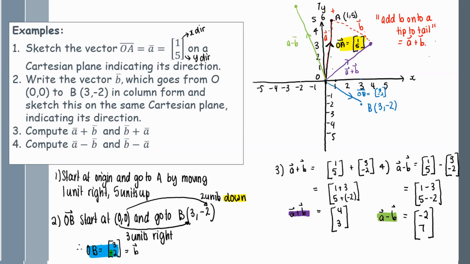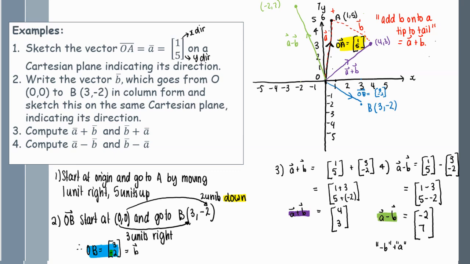Let's look at the vector A minus B. So we put that in, that is minus 2, 7. So 2 units to the left and 7 units up. Again, it will end up at the point minus 2, 7. What is the relationship between A minus B, your vector A, and your vector B? Well, A minus B could really be written as minus B plus A.